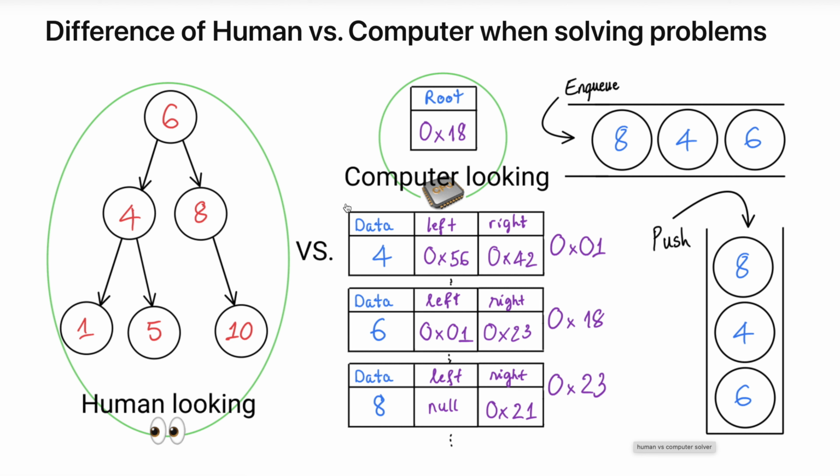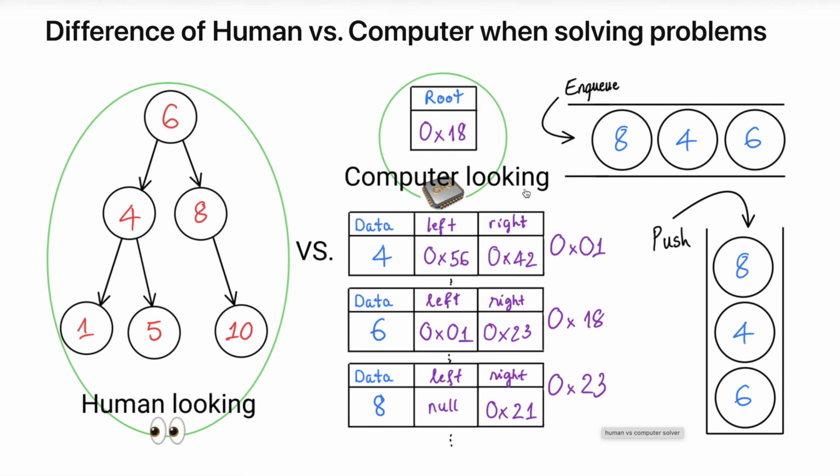Now let's see how a computer works. As you might recall, each node in our data structure is stored in the computer memory with a physical address. For example, node 6 has the address of 18, and the relationship between node 6 and node 4 and 8 are presented by the 2 pointers here. The left pointer is holding the physical address of node 4, which is 1, and the right pointer is holding the physical address of node 8, which is 23, and our tree root variable is holding the physical address of node 6, which is 18, and so on for the rest of the node in our data structure.